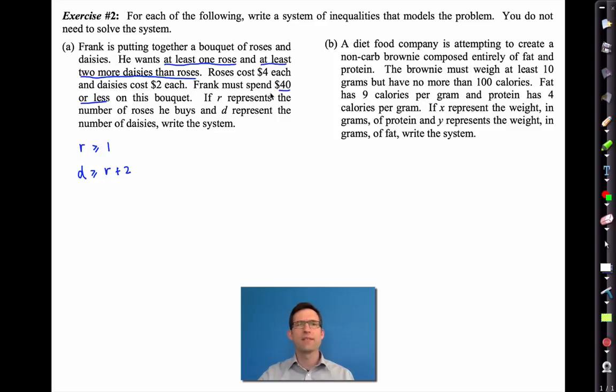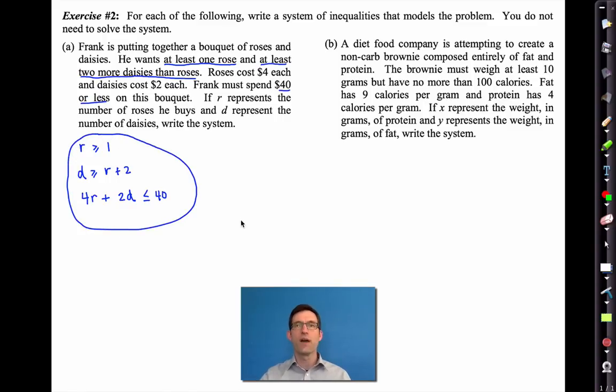Now, how do we do that last piece? Frank must spend $40 or less. Well, let's calculate how much he's going to spend. $4 times the number of roses is how much he spends on roses, plus $2 times the number of daisies, how much he spends on daisies, must be less than or equal to $40. There's our system of inequalities. Nobody said you could only have 2, and we've got 3.